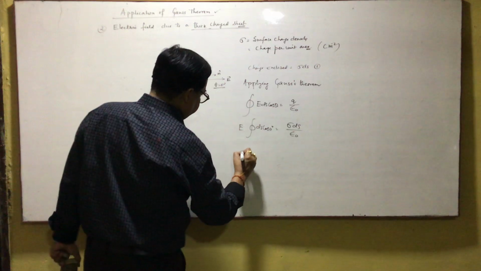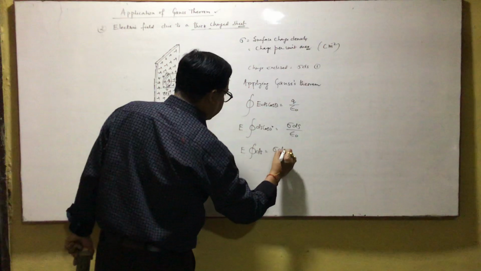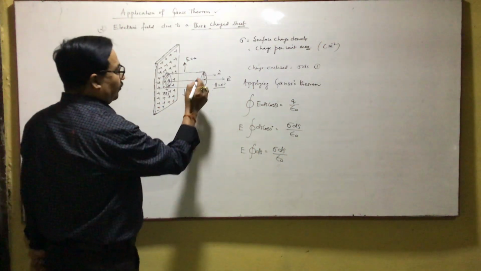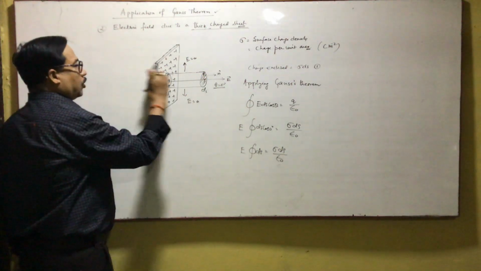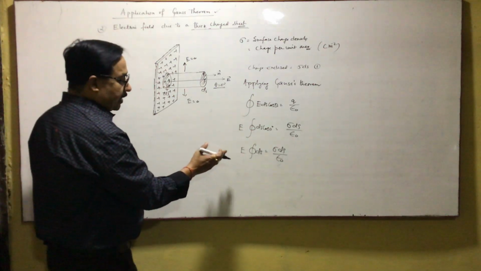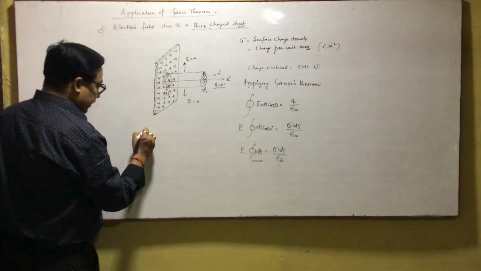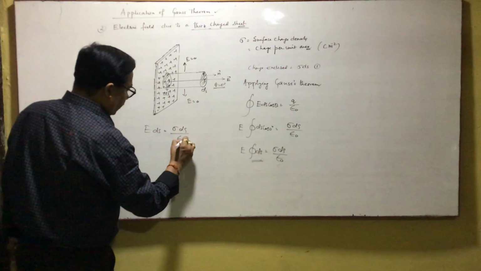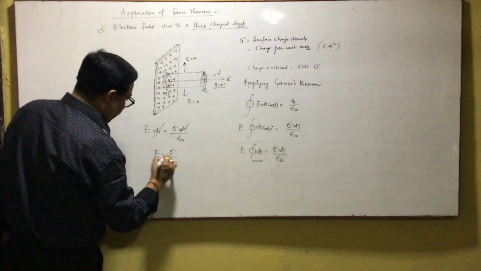So this E is total ds is sigma ds by epsilon naught. In this diagram it is clear, so the value of ds is only 1. In the previous derivation it was on both the sides, so the total ds was 2 ds, but in this particular case the value of total ds is only ds, so we can write E into ds is equal to sigma ds by epsilon naught. So ds cancels ds, so E is equal to sigma by epsilon naught.